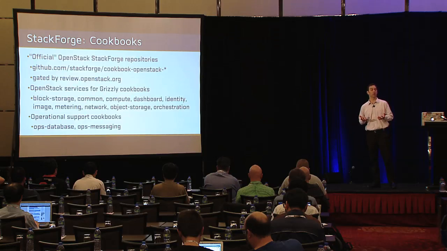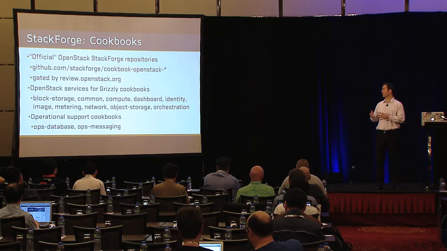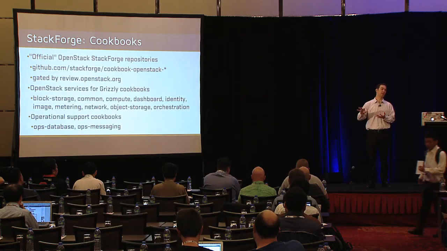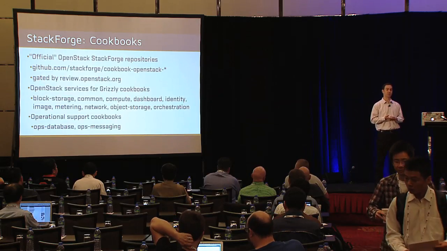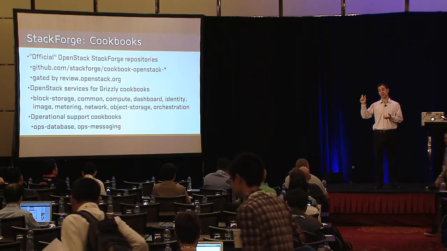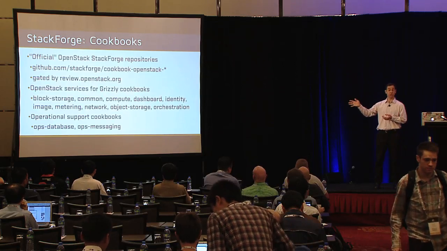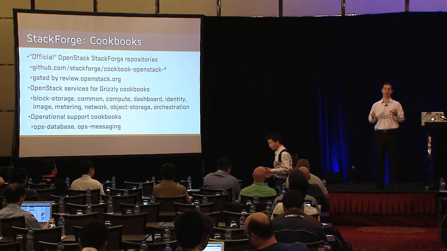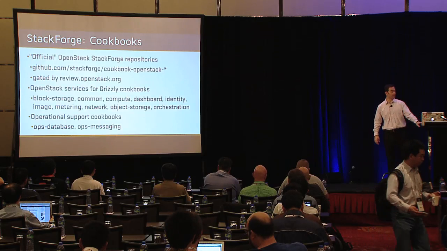And then we have operational support cookbooks. So these are reference implementations for how to configure messaging or your database. Note that they don't say ops MySQL or ops RabbitMQ. The idea is that these cookbooks are wrappers for the databases or messaging systems that you want to use under the covers. So what we try to do is let you set attributes that say, hey, my OpenStack database is MySQL. My OpenStack database is DB2 or Postgres or whatever. But you just use the ops database, which will call to the right cookbooks, which allows us to become very modular and support lots of different configurations. And for messaging, same thing, Rabbit, Qpid, what have you.